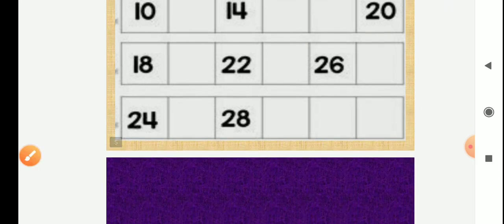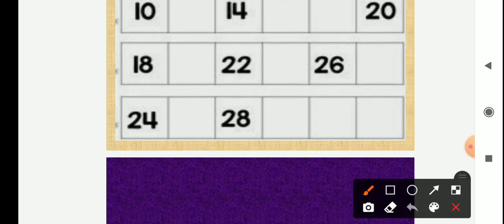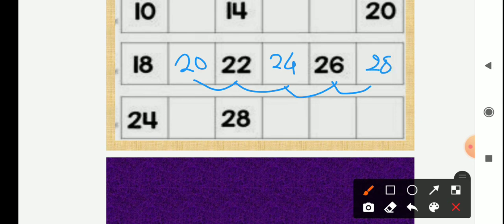Now, next is 18. 18 plus 2, 20. 20 plus 2, 22. 22 plus 2, 24. 24 plus 2, 26. 26 plus 2, 28. In this way, by skip counting by 2, we complete this series.